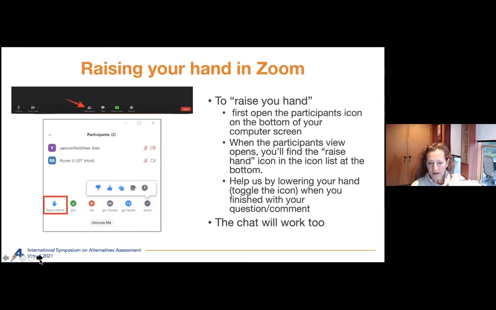To raise your hand, all of these different platforms are different. First, you open the participants icon at the bottom of your computer screen. Then when the participants view opens, you'll find the raise hand icon in the list at the bottom of the icons. You can click that, and please try to remember to lower your hand once you've been called on. And again, the chat will work also. So thank you.